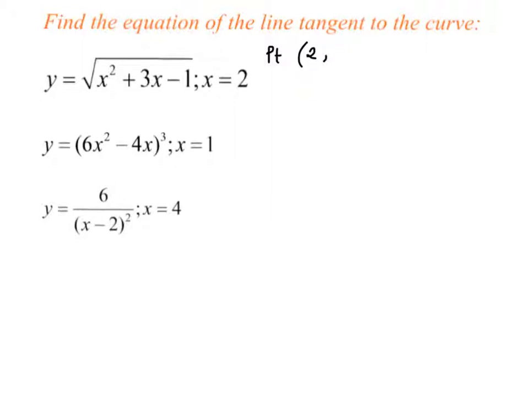I had to give you that, but we plugged 2 in here. So 2 squared is 4. 4 plus 6 is 10. Minus 1 is 9. And the square root of 9 is 3. So now I know the point is (2, 3). Now to get the slope, well, I need the derivative.